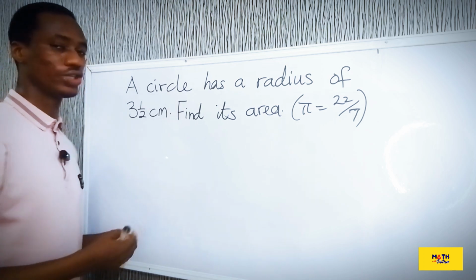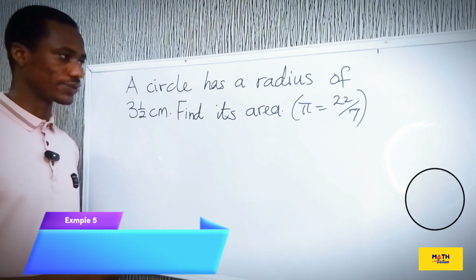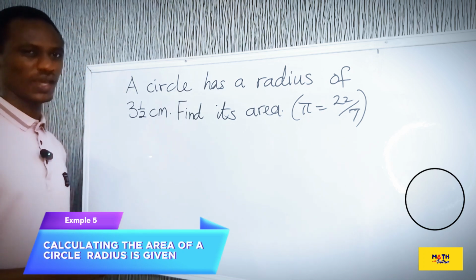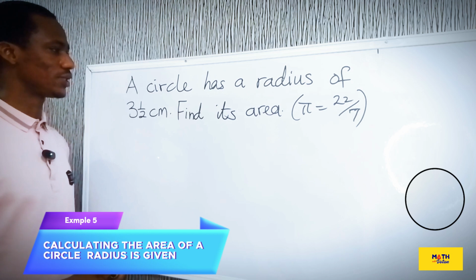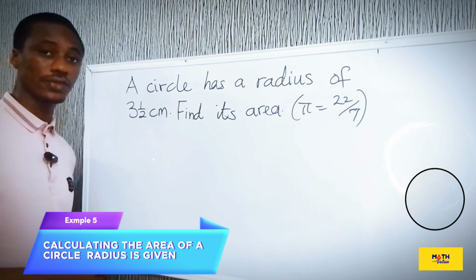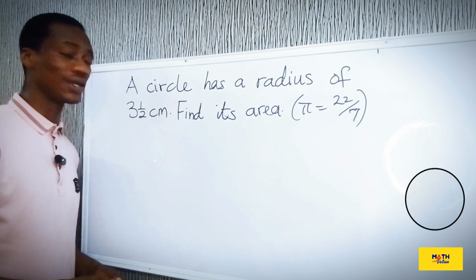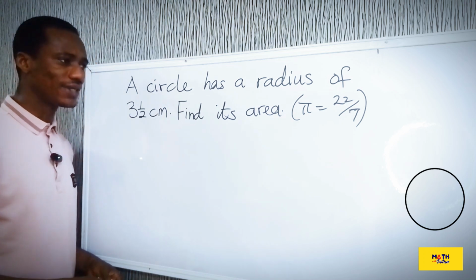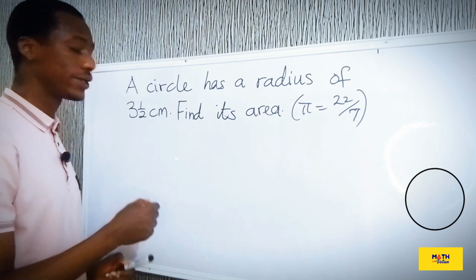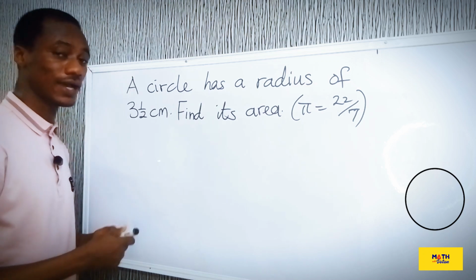We have a question here to solve on the area of a circle, and we are given our radius in fraction. This is a circle with a radius of 3.5 centimeters. A circle has a radius of 3.5 centimeters. Find its area. We have to find the area.